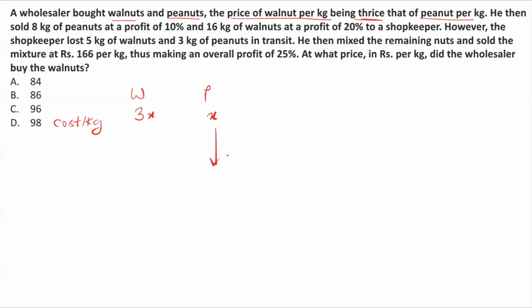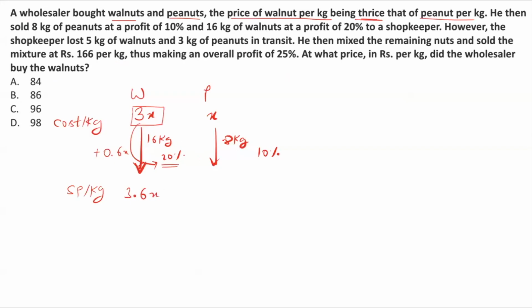Okay, so 8 kgs of peanuts are sold and there is 10% profit. Further, 16 kgs of walnuts are sold and there is 20% profit. So we can now find out the selling price for the shopkeeper, right? The cost price for walnuts is 3x and there is a profit of 20% in selling it. So 20% of 3x will be 0.6x, meaning the cost is growing by 0.6x, or the selling price per kg for the wholesaler will be 3.6x.